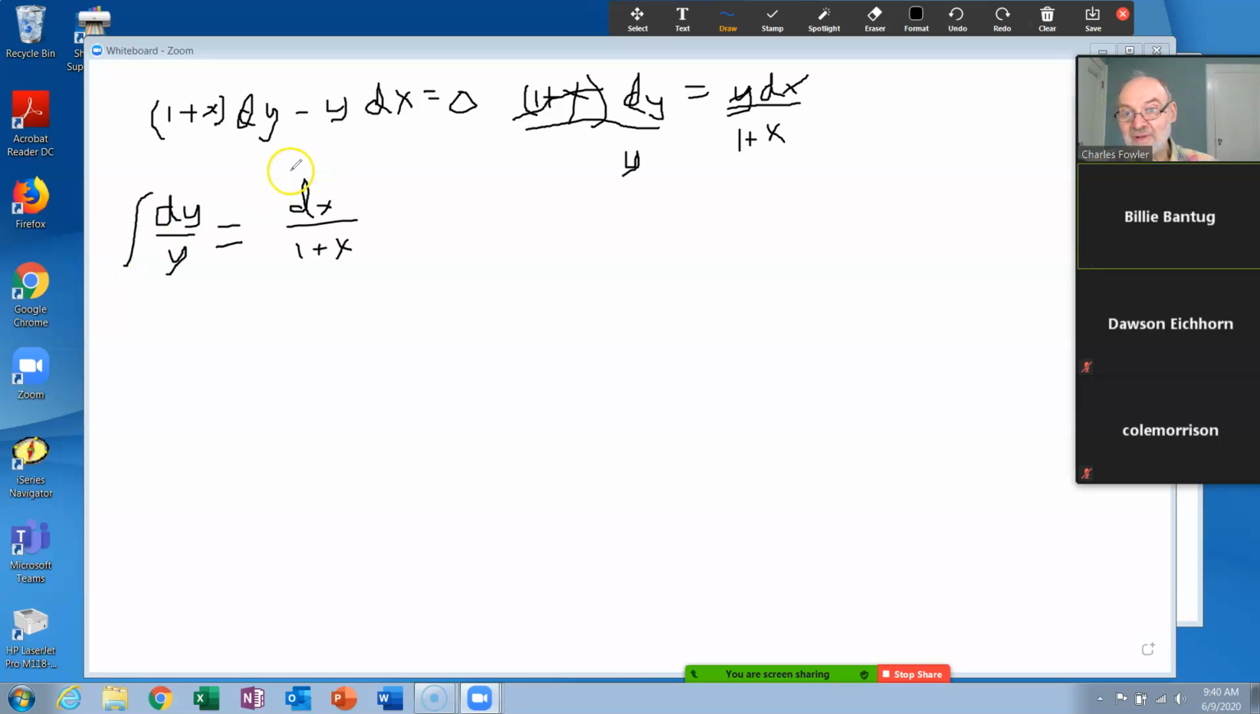Integrate both sides. Undo your differential equation by integrating, okay? What is the antiderivative of dy over y? Natural log of y. You got it. Natural log of y. Okay. Now, next question. What's the antiderivative of 1 over 1 plus x dx? Natural log of x plus 1 or 1 plus x. Just natural log of 1 plus x.